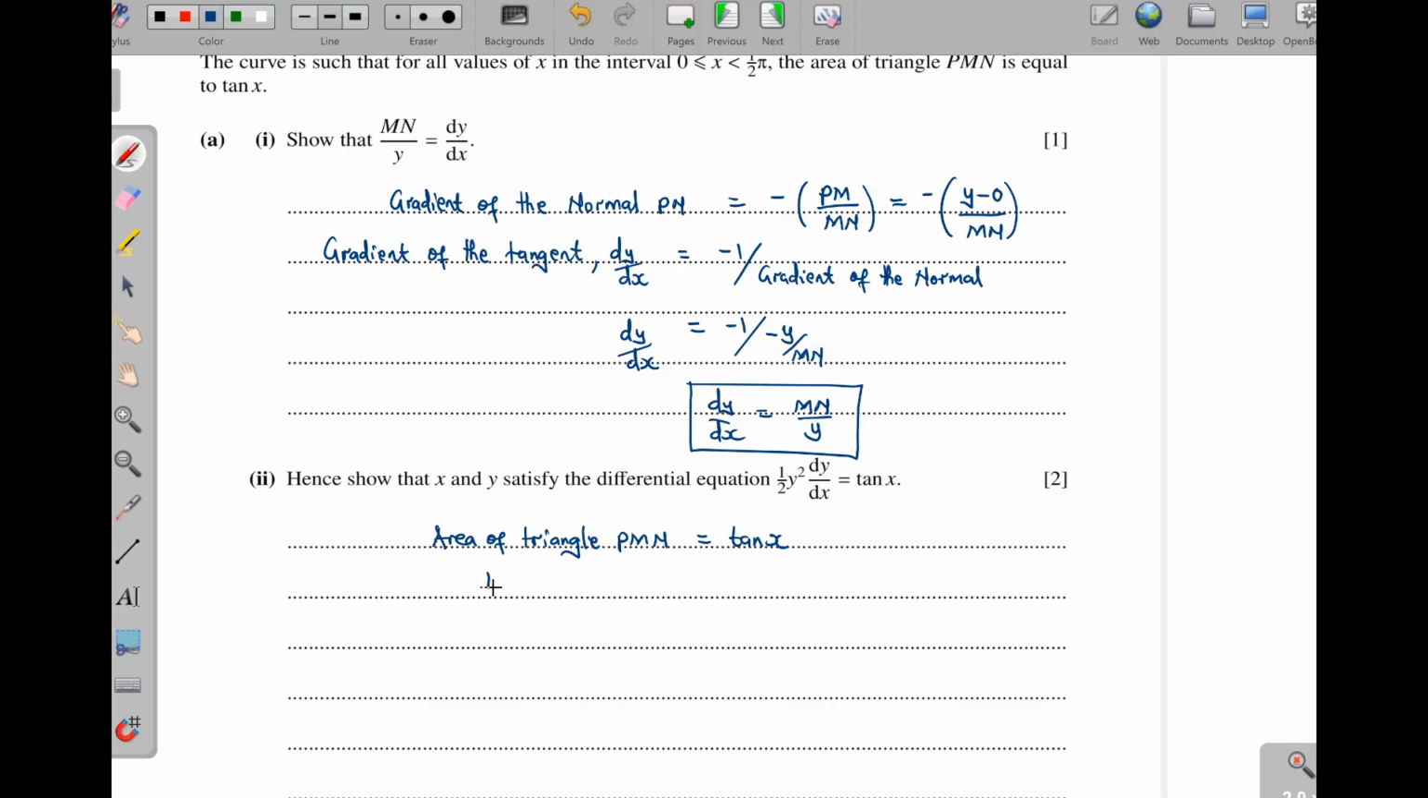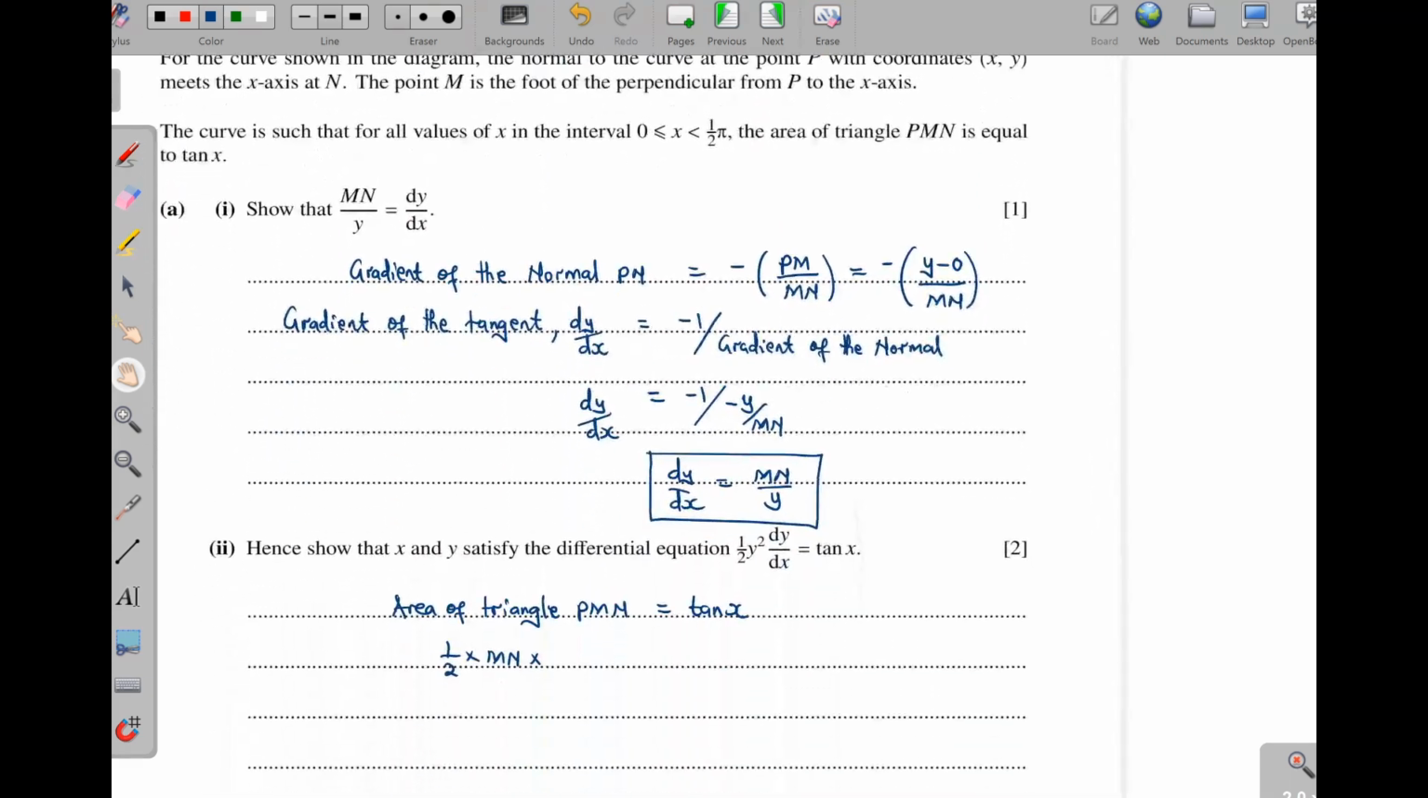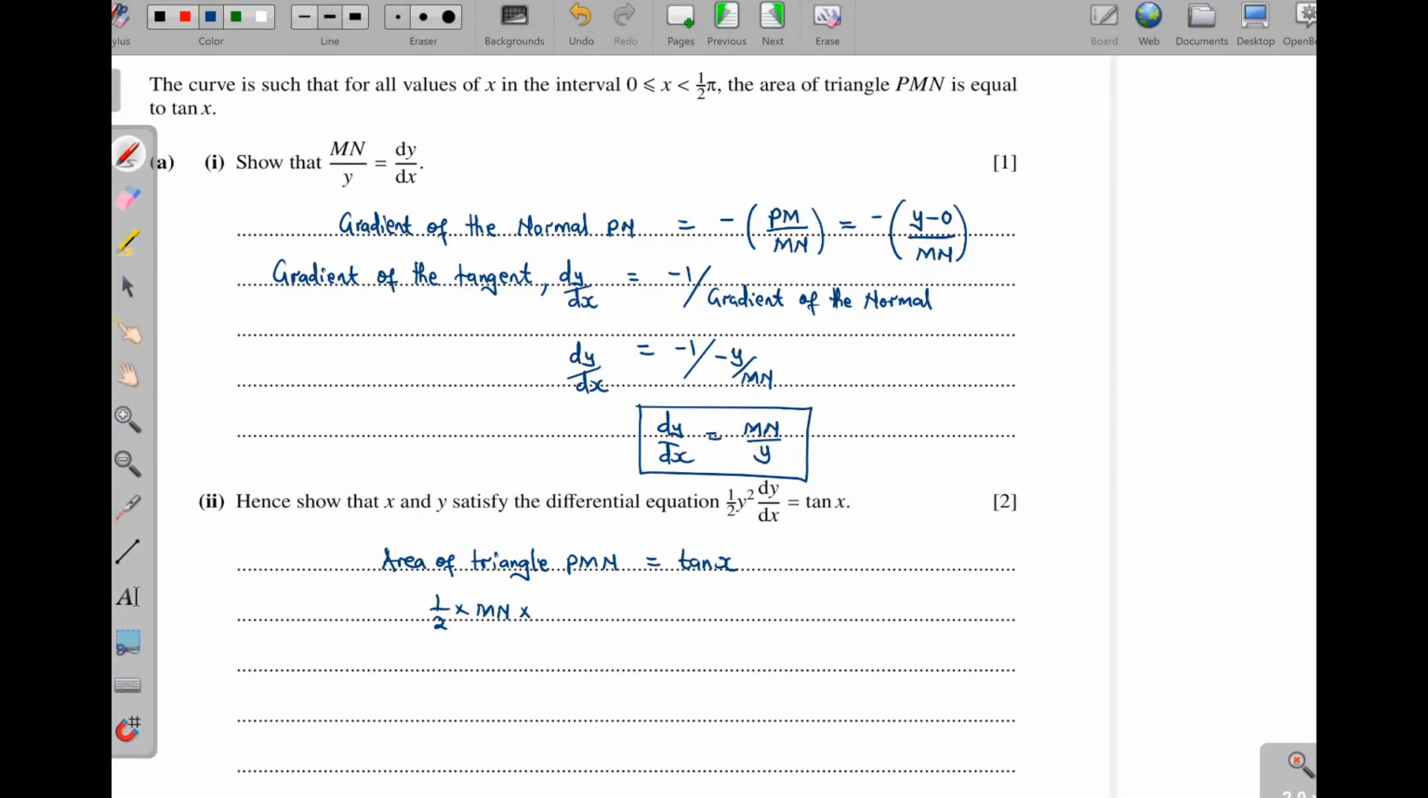So this one is going to be a half times the base, which is mn. Is it mn? Let's check again. Yes, mn, a half times mn, then times the height, which is pm. In fact, let me put these bars to indicate that those are lengths. Then this one shall be equal to tan of x. Now, this is a half.